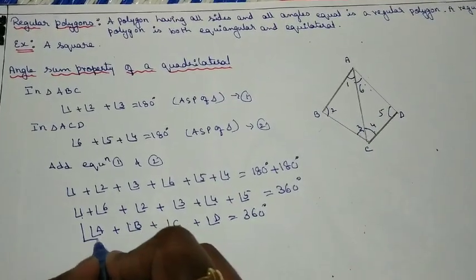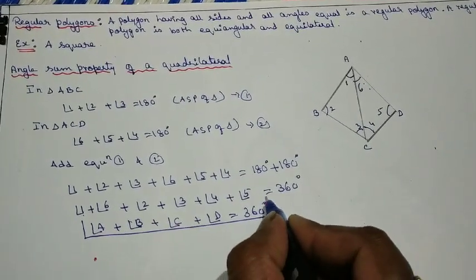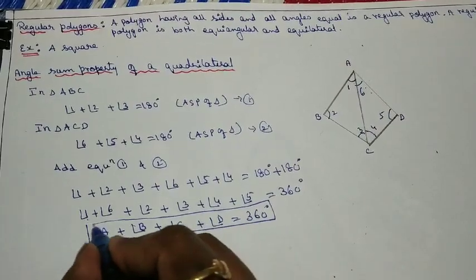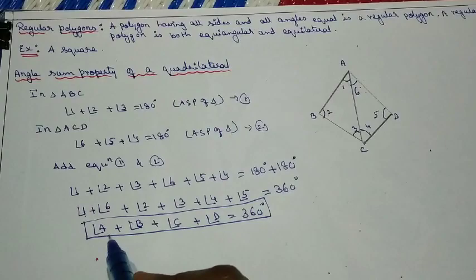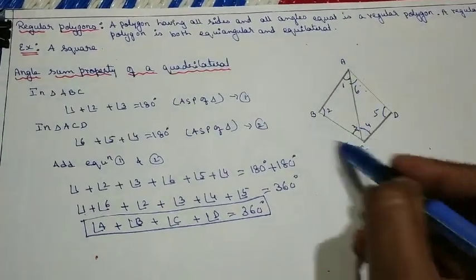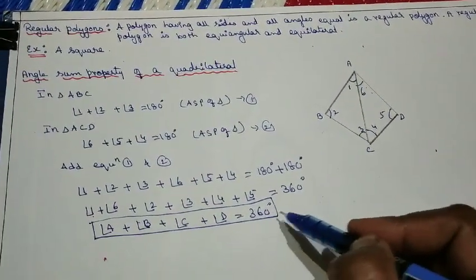Therefore, the sum of all angles in a quadrilateral gives 360 degree. How the sum of all angles in a triangle gives 180, the same way the sum of all angles in a quadrilateral is equal to 360 degree.